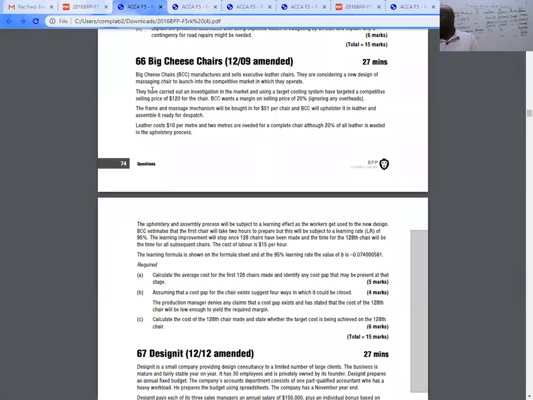C, calculate the cost of the 128th chair made and state whether the target cost is being achieved on the 128th chair. That is 6 marks. In total, they even tell you, that is a good thing with ACCA. They even give you the maximum number of minutes you're supposed to work a question within. So like now here, it's supposed to be 27 minutes.